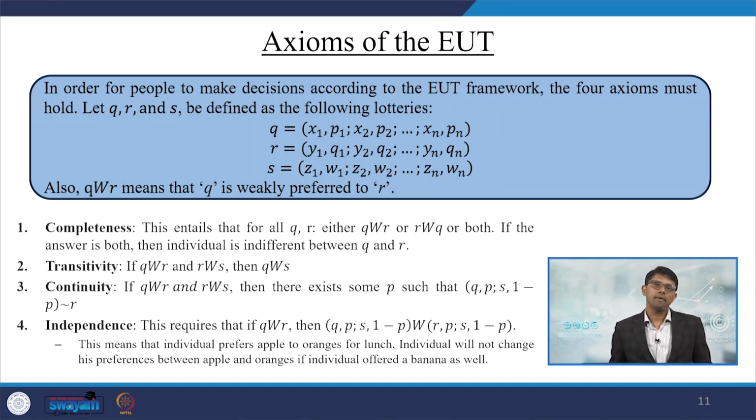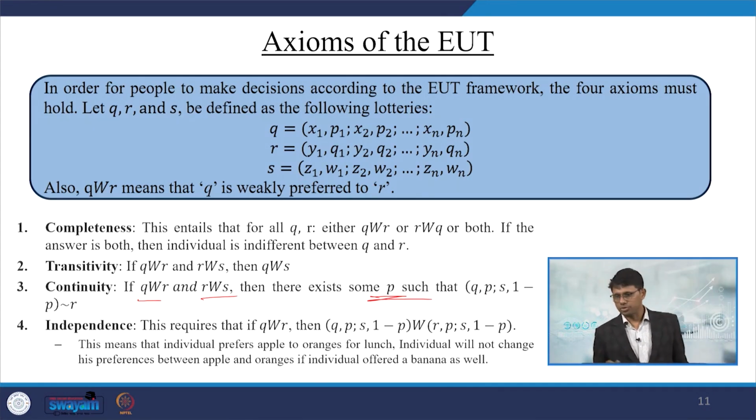Whereas in the case of transitivity, if Q is weakly preferred to R and R is weakly preferred to S, then obviously, as per the transitivity axiom, Q is weakly preferred to S. Similarly, continuity: if Q is weakly preferred to R and R is weakly preferred to S, then there exists some P such that Q with its P and S with its 1 minus P should, in all events, follow the continuity function.